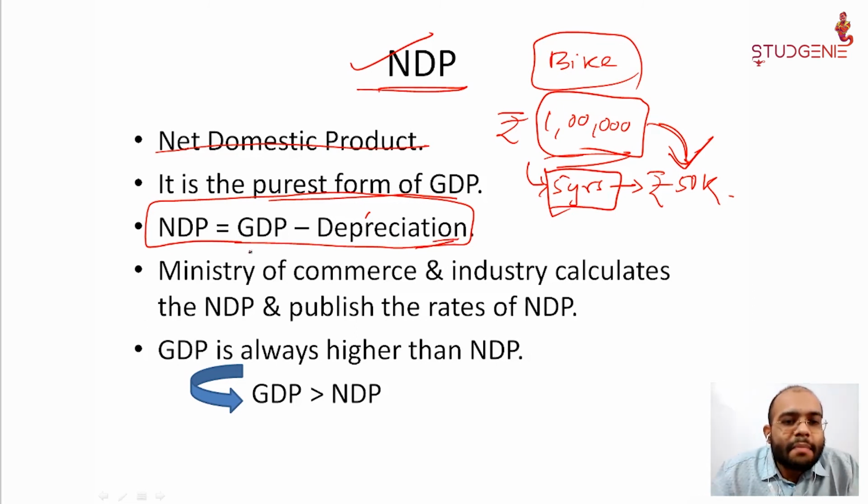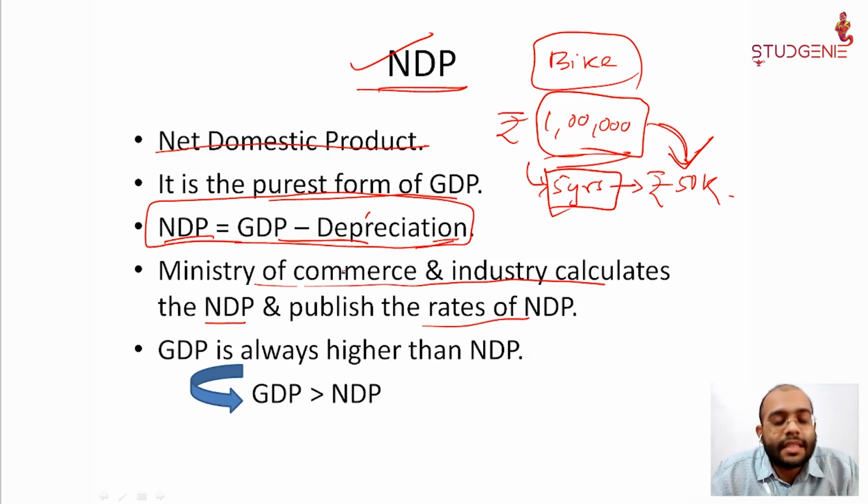So GDP minus depreciation will give you NDP, that is the net domestic product. The Ministry of Commerce and Industry calculates NDP and publishes the rates of NDP. This is factual and you need to remember it. It might come in your prelims.